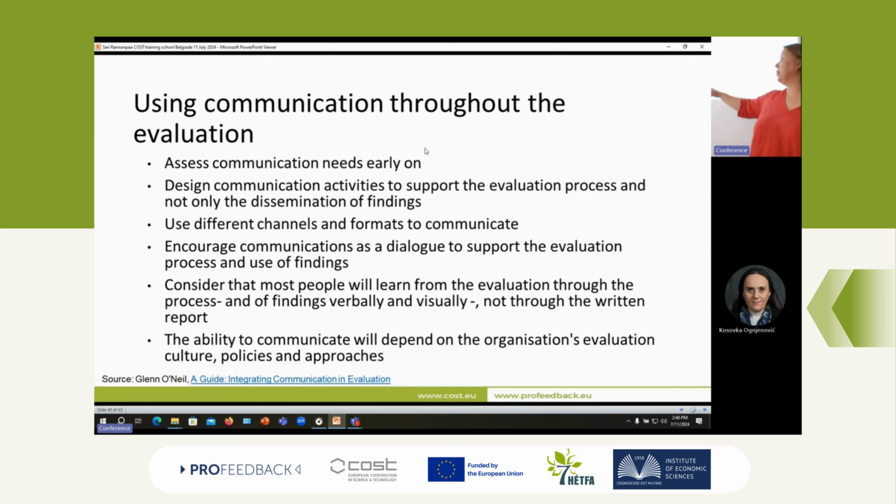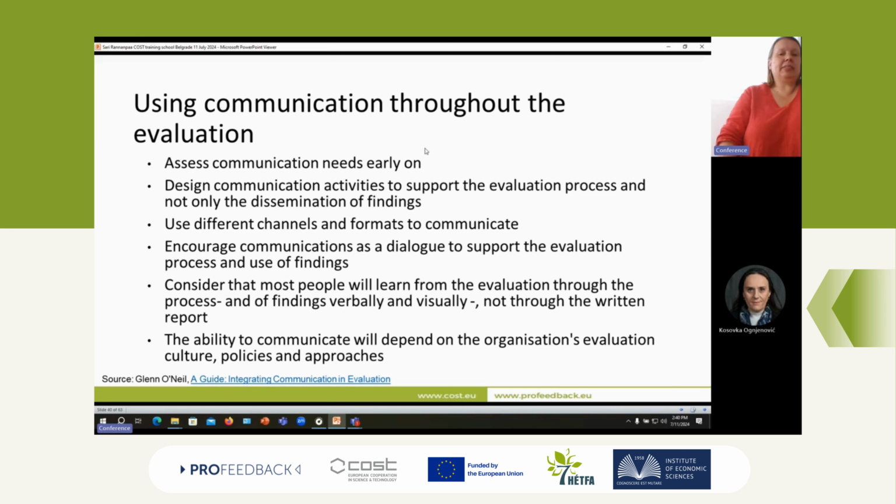This is a good thing, this O'Neill piece on integrating communication in evaluation. It is not very long, but it's pretty good, because it's basically about using communication to strengthen the evaluation. It has good ideas and tips for this.